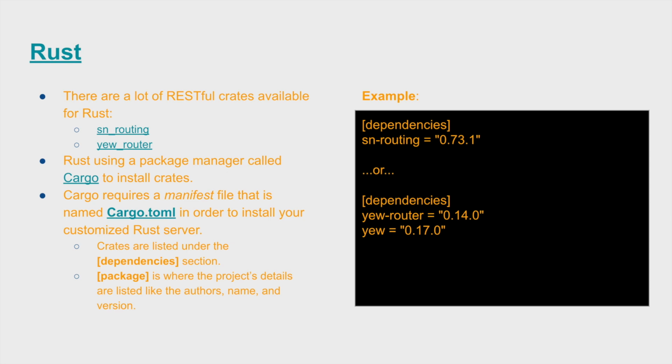To import libraries or packages with Cargo, you have to install them as crates, and you need to install them via a package management system called Cargo. Two of the most commonly used routing systems that exist are router and SN routing. I'm not quite sure how to pronounce those, but those are the two most common ones I've seen so far. These need to be defined in your manifest called cargo.toml, your toml file.